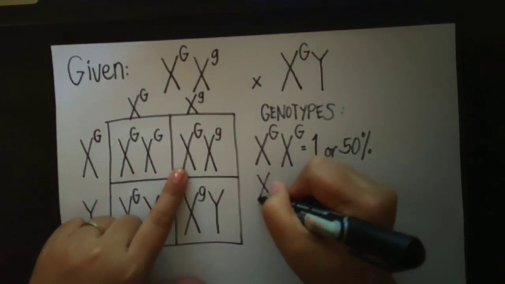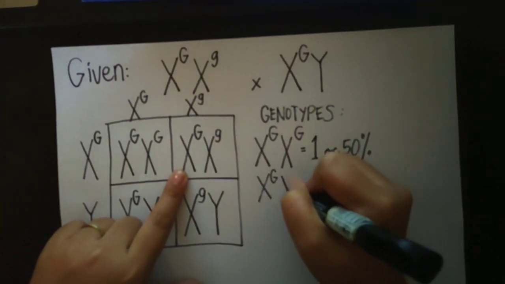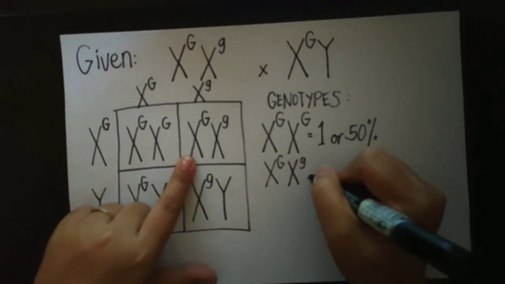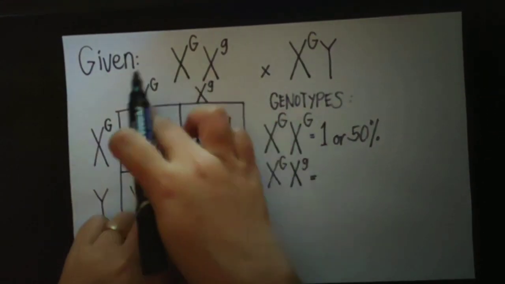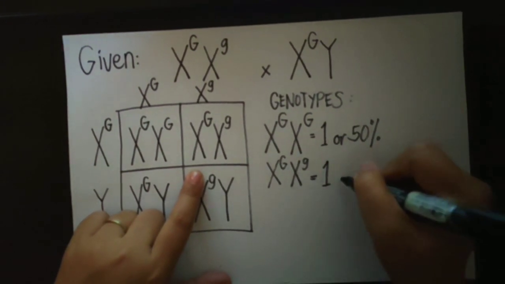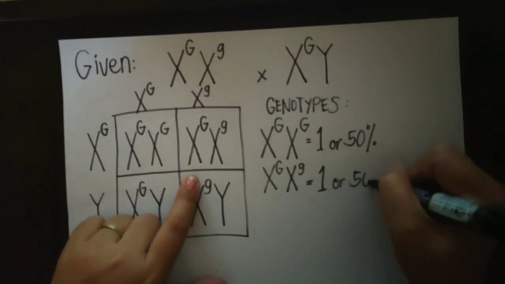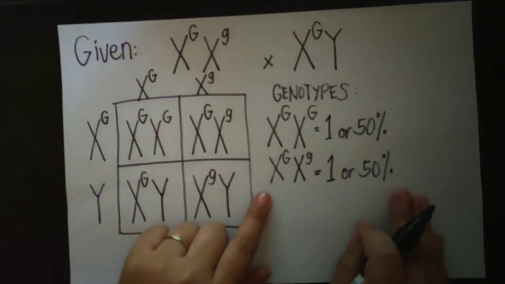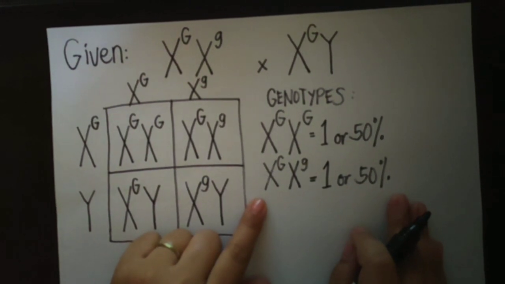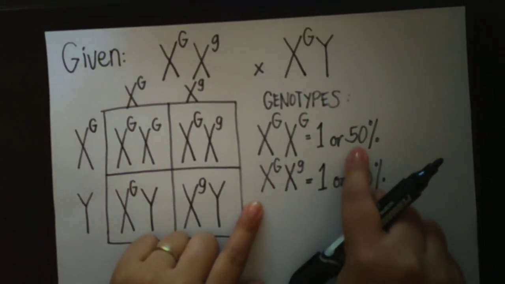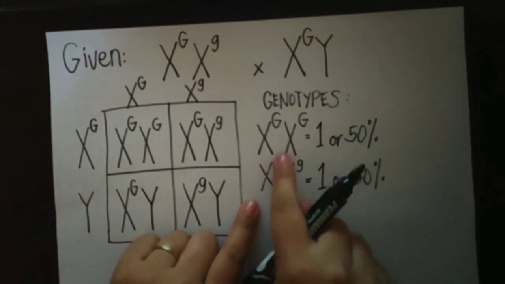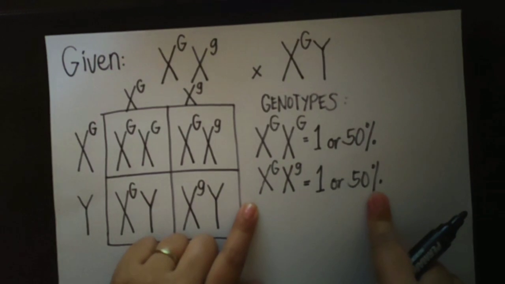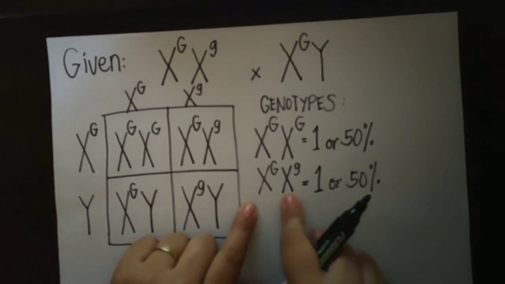Next one, we have this. So we have X dominant and X recessive, heterozygous trait. And that is again only one for the female group, or another 50%. Therefore, for the female offspring, there is a possibility that 50% of the female offspring will have this genotype, and 1 or 50% of the female offspring will have this genotype.